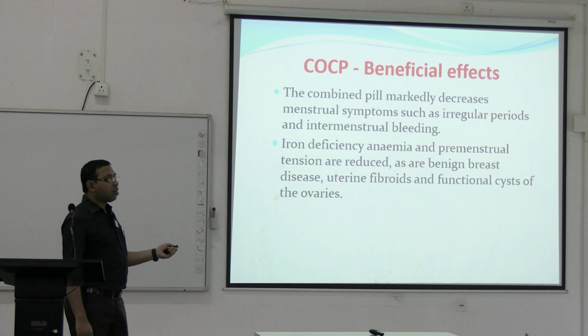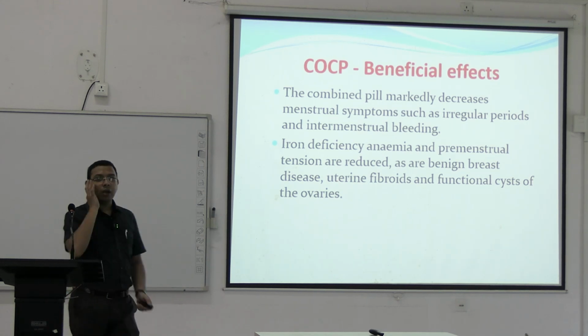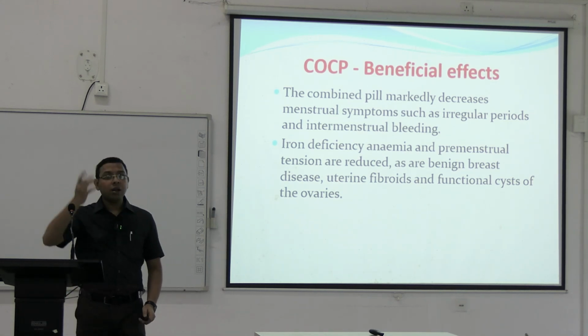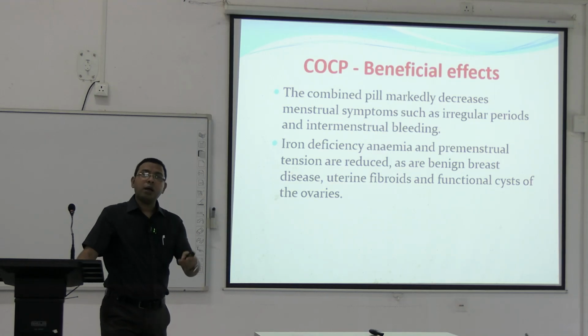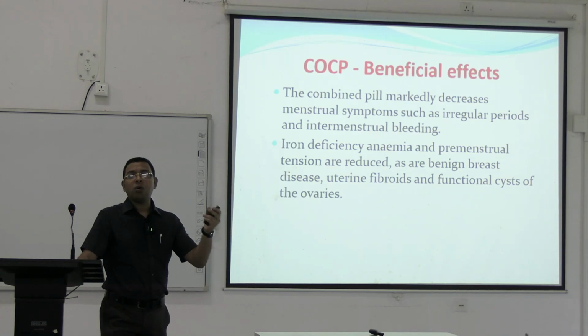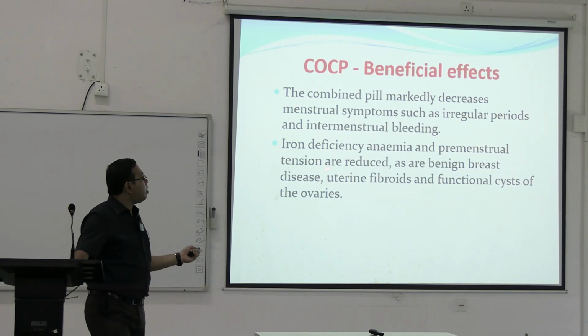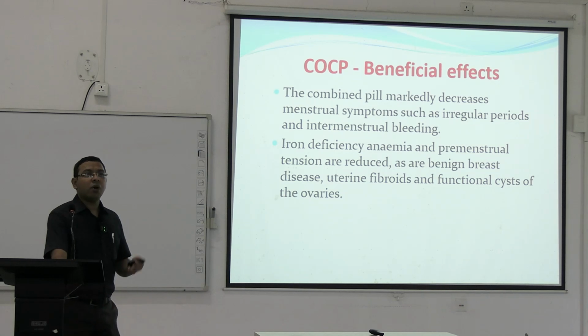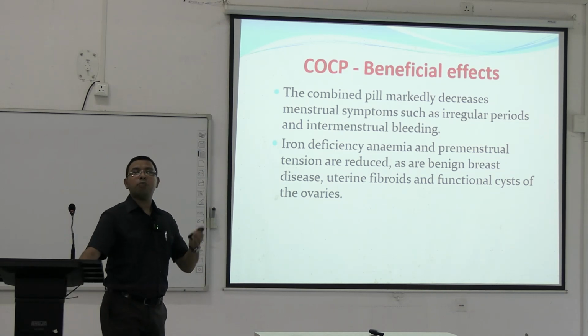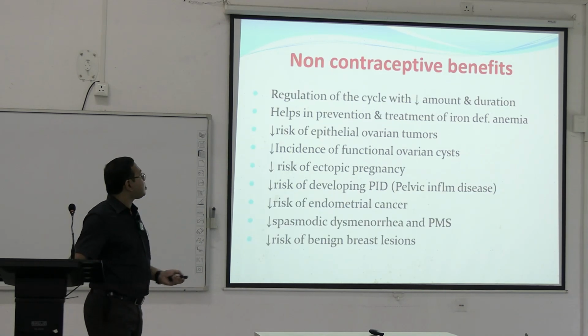Benign breast disease, some uterine fibroids, and functional cysts of the ovary are also helped. In all these cases, we have already seen the indications of progesterone. All these are basically treated with a combination of estrogen and progesterone. Usually in the market, oral contraceptive pills are available. So these pills are not used only for contraception, but also for the treatment of all these conditions: premenstrual tension, benign breast disease, uterine fibroids, endometriosis, functional cyst of the ovary, irregular menstrual bleeding, intermenstrual bleeding, dysfunctional uterine bleeding.